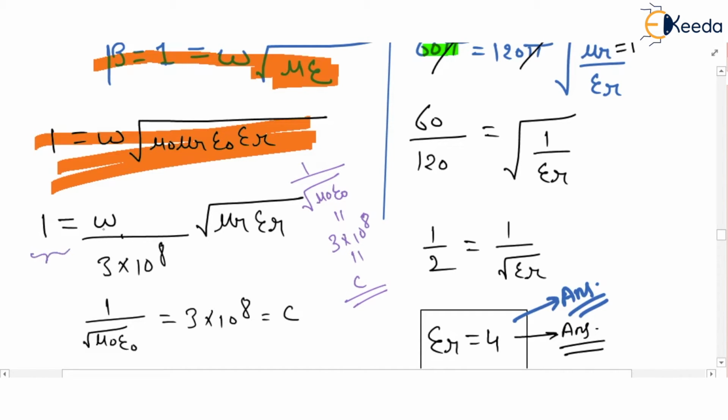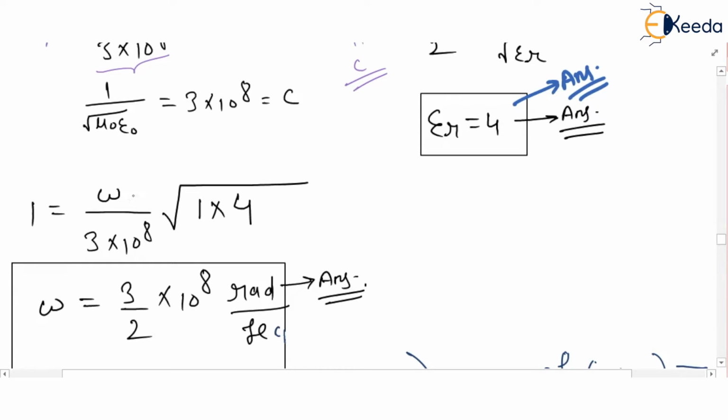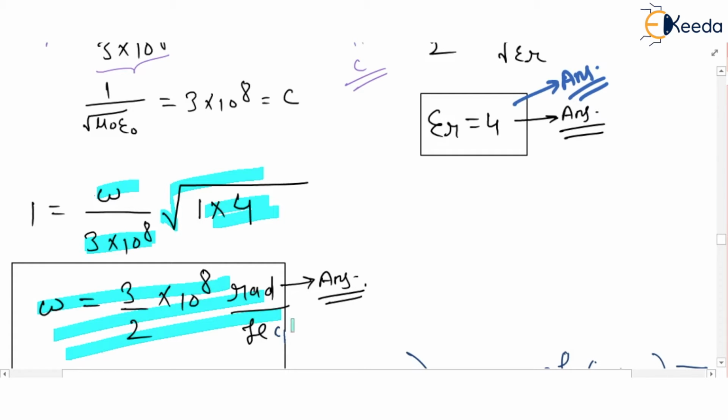So 1 is equal to omega divided by 3 into 10 to the power 8, into the square root of mu r into epsilon r. So 1 is equal to omega divided by 3 into 10 to the power 8 times the square root of 1 into 4. When we solve it, omega is 3 by 2 into 10 to the power 8 radian per second. So this is our another answer.